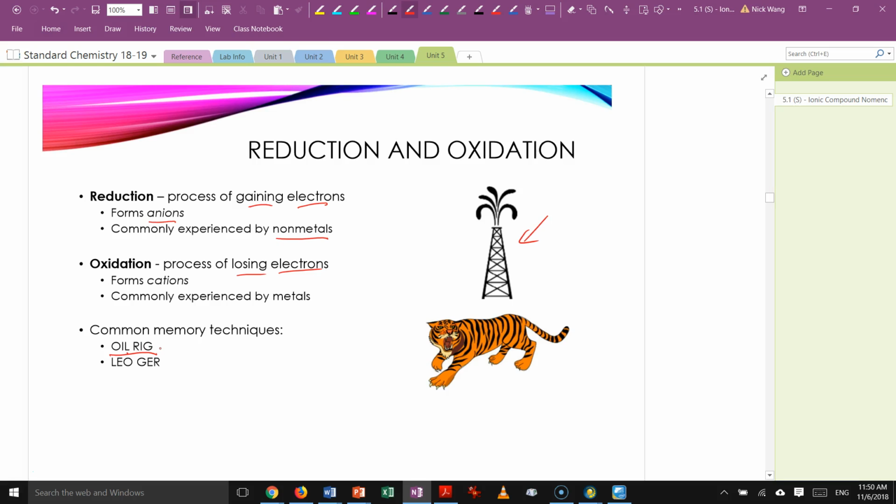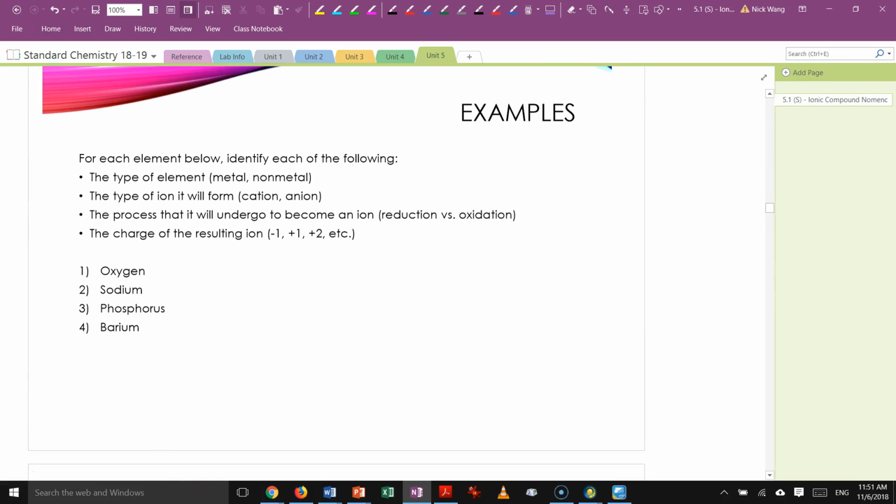You can also use LEO-GER, or LEO says GER. So Leo, oftentimes associated with the animal, the lion. So Leo the lion goes GER, right? So LEO, losing electrons, is oxidation. GER, G-E-R, gaining electrons is reduction. So either method's fine, and any method that you can use to memorize and know which process it is is going to be useful.